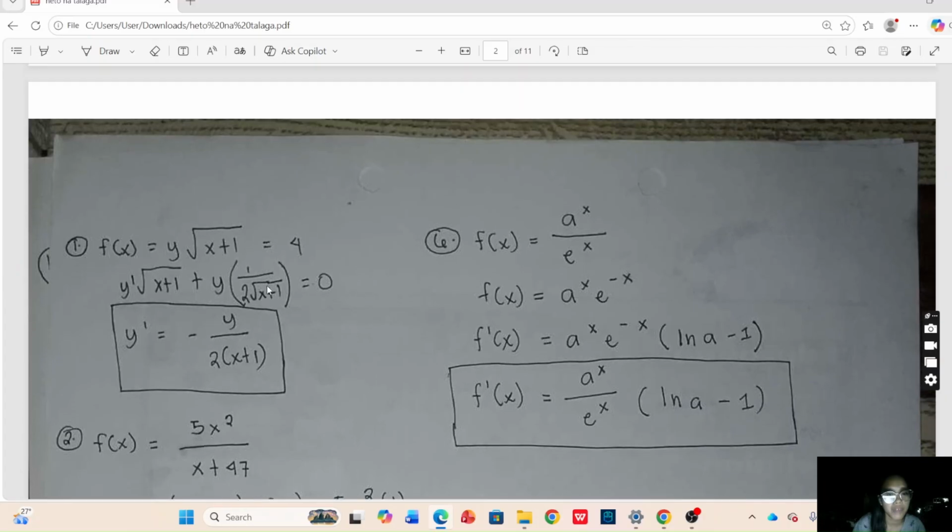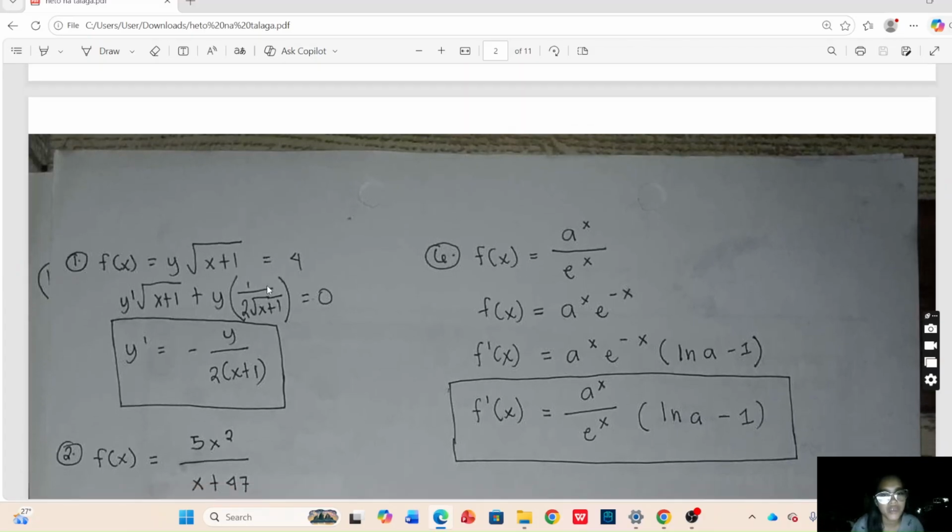Let's have number one first. The first problem, the equation given is y multiplied by the square root of x plus 1 equals 4. The first step is to isolate y by dividing both sides by the square root of x plus 1. After simplifying, y becomes 4 multiplied by the quantity x plus 1 raised to the negative 1 half power.